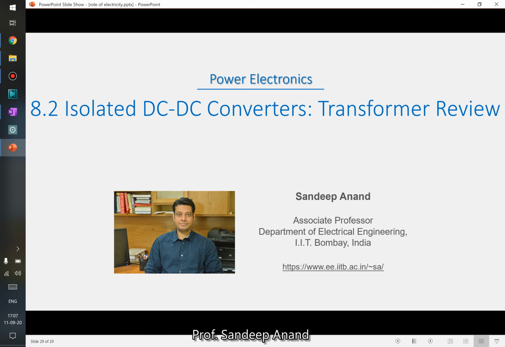Once we have established that there is a need for those transformer based DC to DC converters, that means, which is essentially would result in an isolated DC to DC converter. We need to understand how a transformer operates, what is its equivalent circuit and so on, because the transformer would be one of the key elements in this new family of DC-DC converters which we are going to talk about.